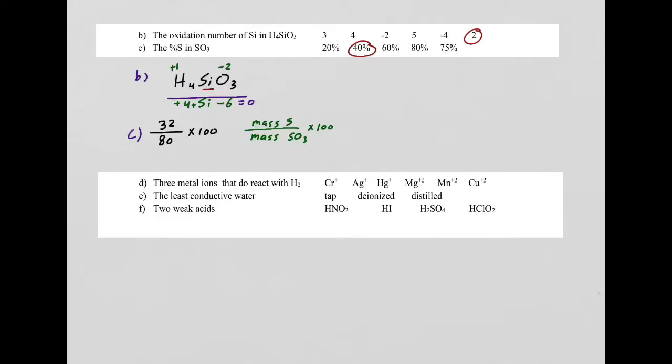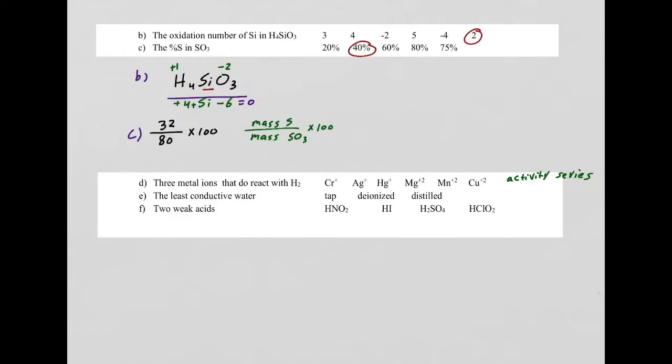Next one is a little tricky. It says 3 metal ions that do react with H2. What do you need for this question? They give you metals and metal ions and ask you which ones are going to react. What you need for this one is the activity series, and the activity series is going to be given to you.